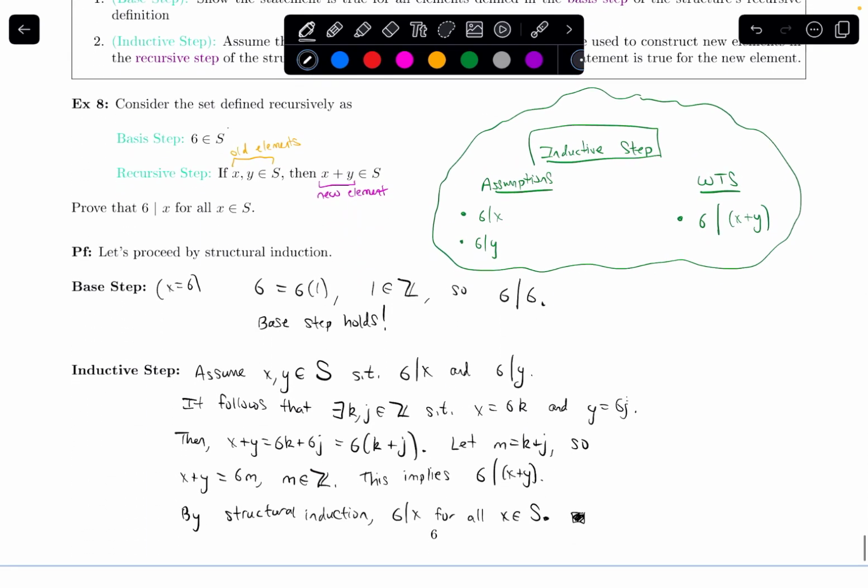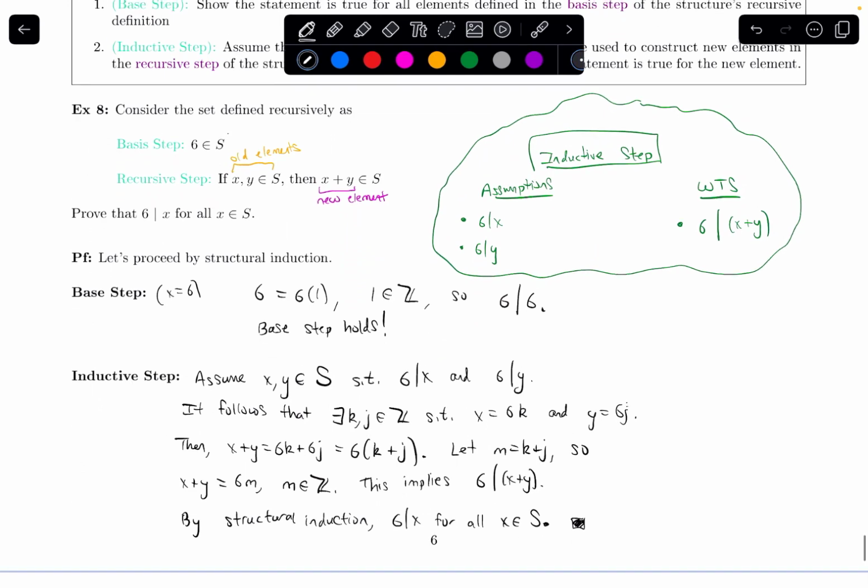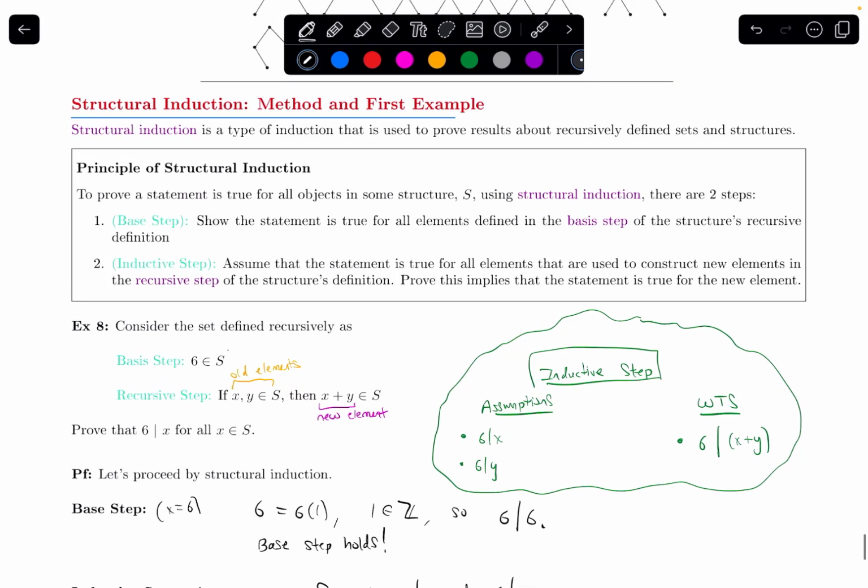In the next video, we will tackle another example, and we will up the difficulty to show what the power of structural induction really is when we have more complicated recursive sets that we're working with.